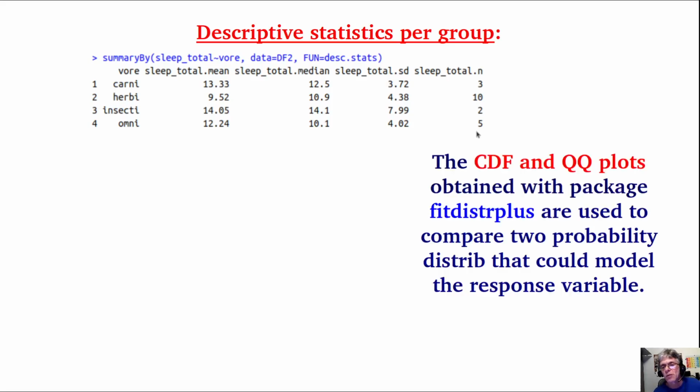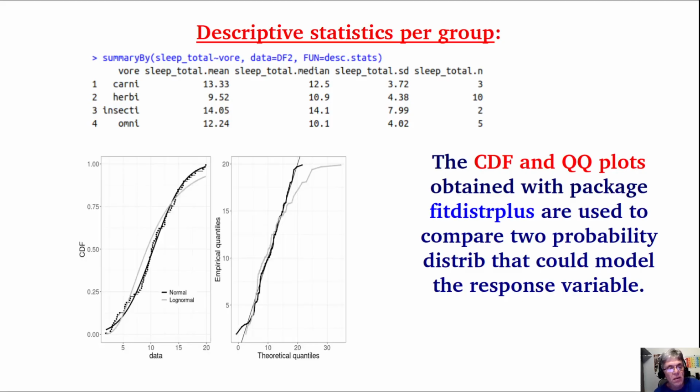So we obtain the cumulative distribution function and the QQ plots using the package fit_distr+, and we compare two candidate distributions to see which is best to model the response variable. Again the two candidates are the normal and the log normal, and it seems pretty clear here that the normal distribution is the best candidate that we have at this point to model the uncertainty of the response variable.